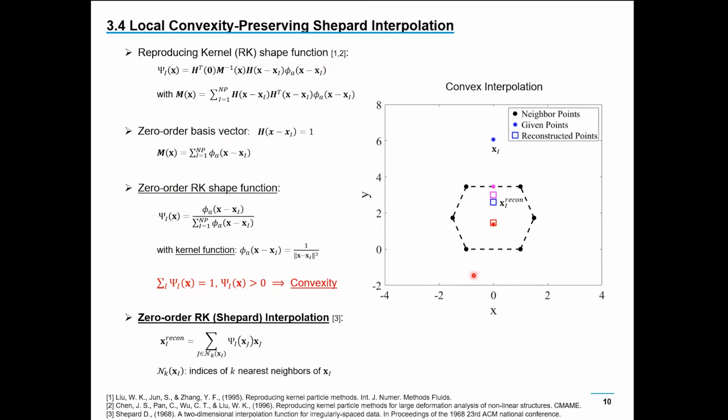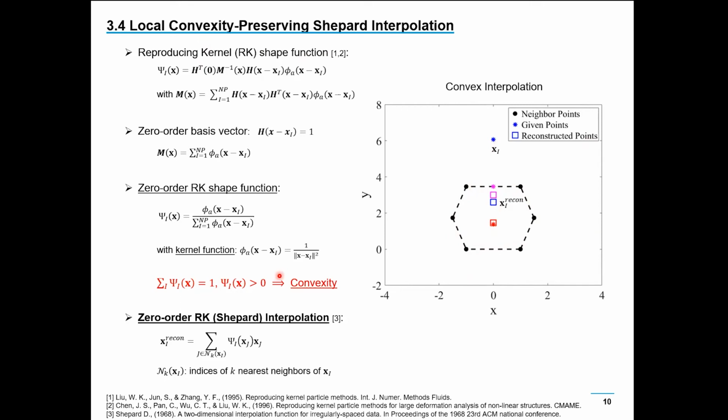The example on the right here shows three example data points denoted by the stars in different colors. And the blue circles are the nearest or closest material data points to the given data point. The squares here are the reconstructed data points using the Shepard interpolation scheme. You can see that all the reconstructed points are located within this local convex space formed by the nearest neighbors. And this shows the convexity of this interpolation scheme.